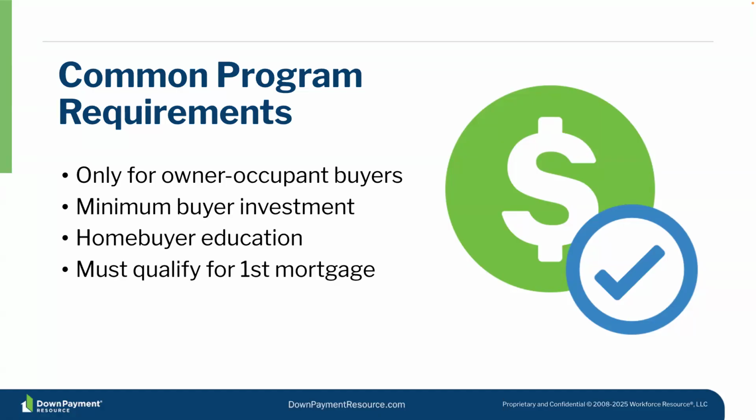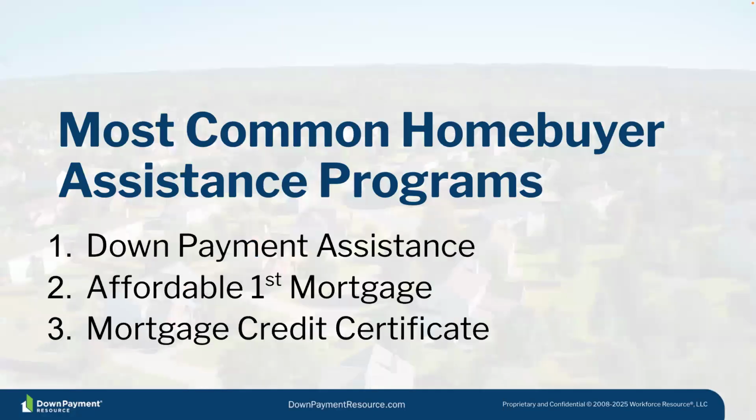Now, with those universal requirements in mind, let's take a look at the three most common types of homebuyer programs and what's unique about each of them. The three most common types of homebuyer assistance programs are the down payment assistance program, the affordable first mortgage, and the mortgage credit certificate. There are variations and certainly many other names for each type of program, and that's what will help clarify as we learn how each one works. And remember that as we go, no two programs are exactly the same, but we're going to learn the basics of each type so you can understand at a glance what the options are.